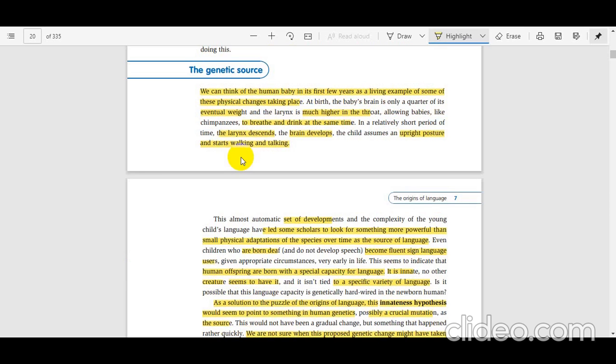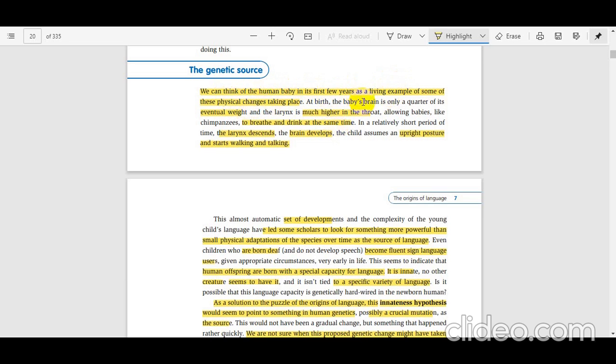Now, the genetic source is going to be the sixth and last source that is described in the first chapter of the book. We can think of human babies. Now, the first example to talk about the development of the brain, as we stated a minute ago: we can think of a human baby in its first few years as a living example, كمثال حي, of some of these physical changes taking place. It means the physical changes of the brain as well as the ability to produce speech.